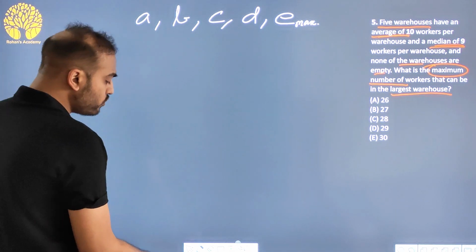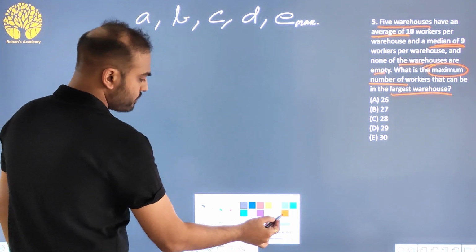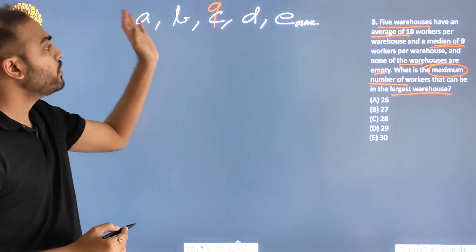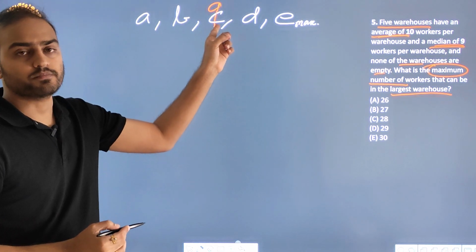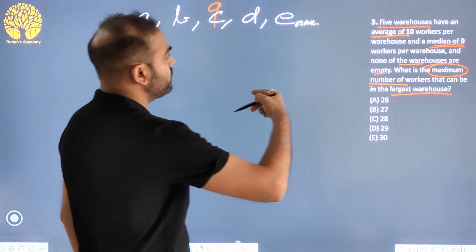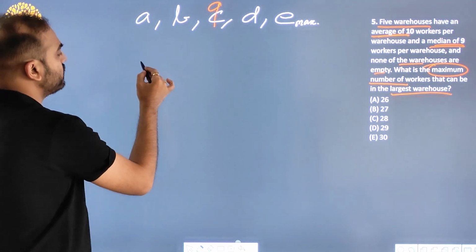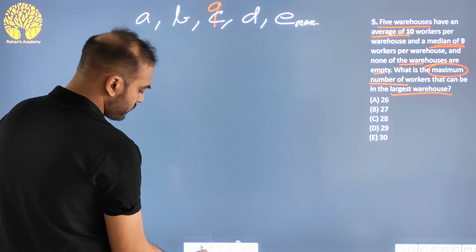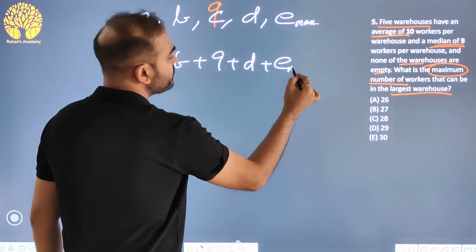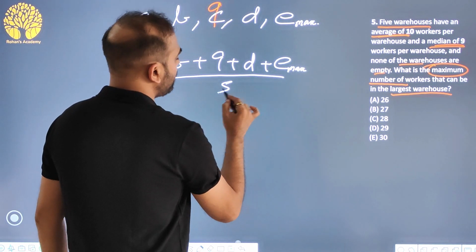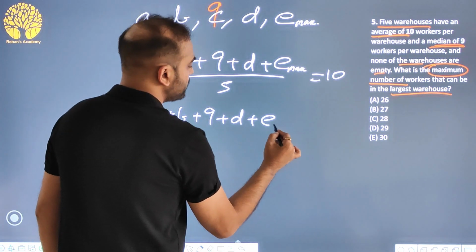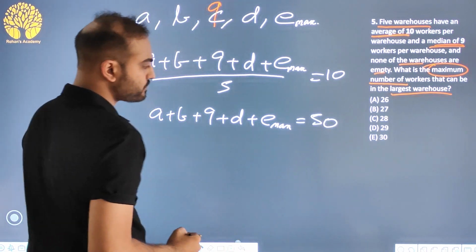From the question I also know that the median value is 9. That means the middle value is 9. The value of C is 9, because for 5 values the median is the third term. So C is 9. Also the average is 10. So A plus B plus 9 plus D plus E, divided by 5, is 10. A plus B plus 9 plus D plus E is 50.